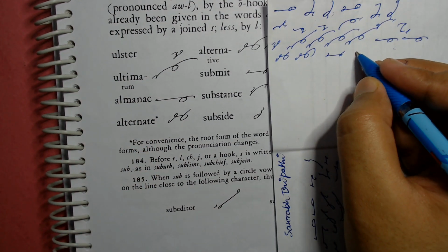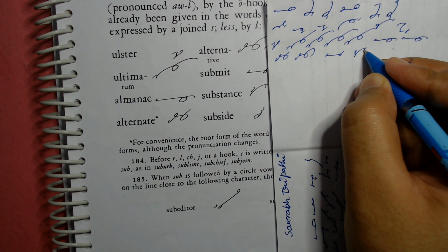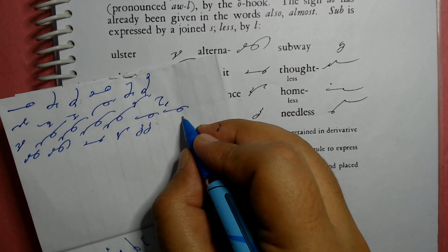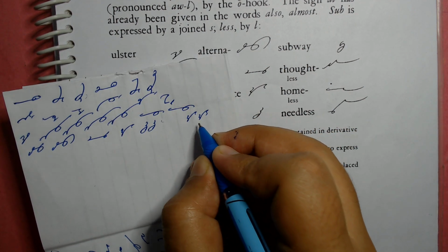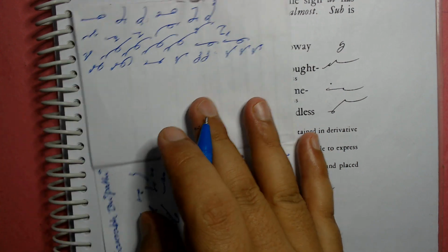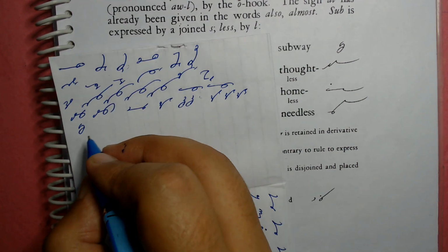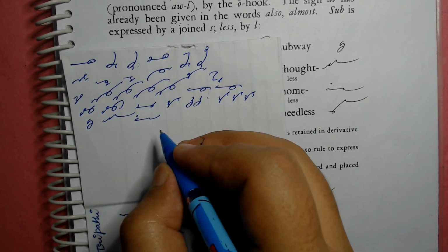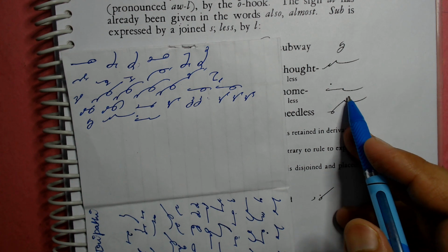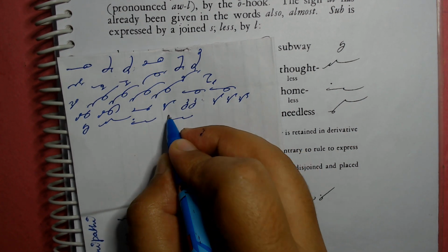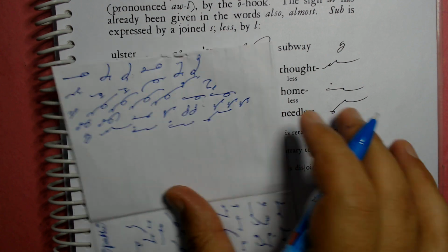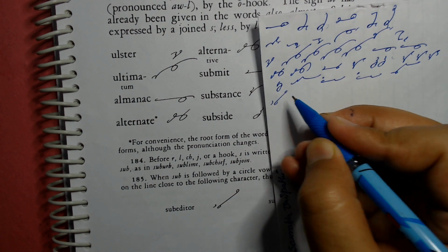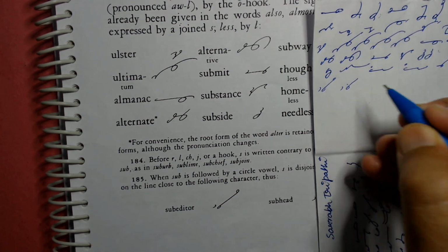Substance, subside, substance, substances, substance, subway, thoughtless, homeless. For less, L is added. Homeless, needless. For less, L is added. Subeditor, subhead.